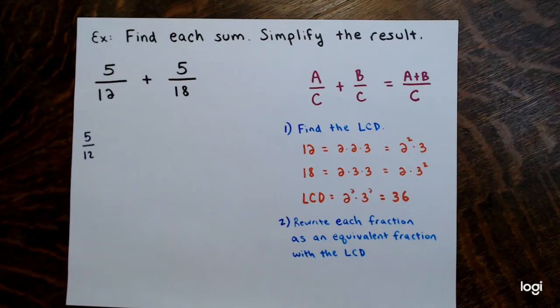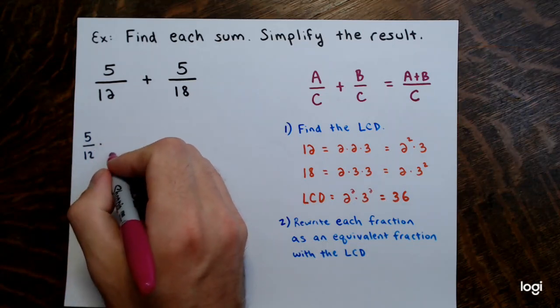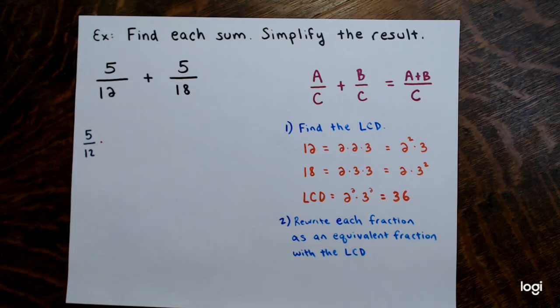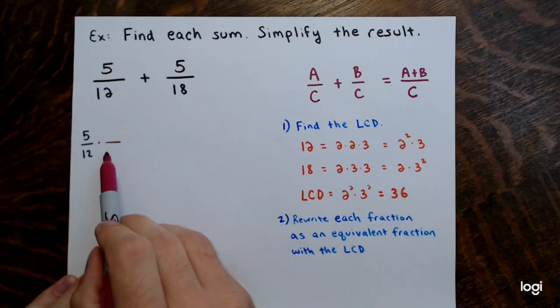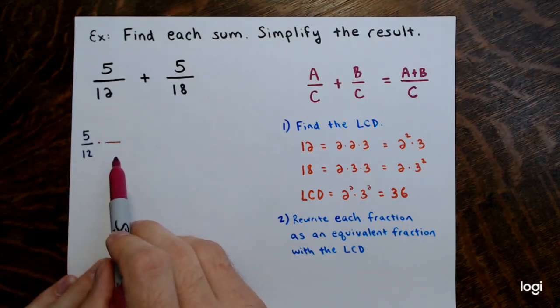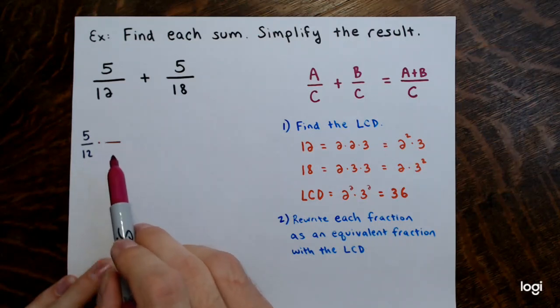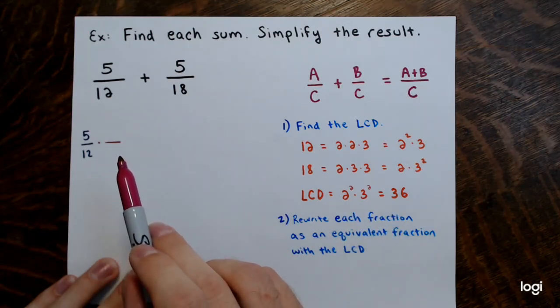So this is where multiplication by 1 comes into play. I'm going to multiply 5/12 by something that's equal to 1. That way it doesn't change its value, right? When you multiply by 1, the value of your expression does not change. So I'm going to multiply the numerator and the denominator by the same non-zero number, so that the denominator will be 36. Well, 12 times 3 would be 36, right?